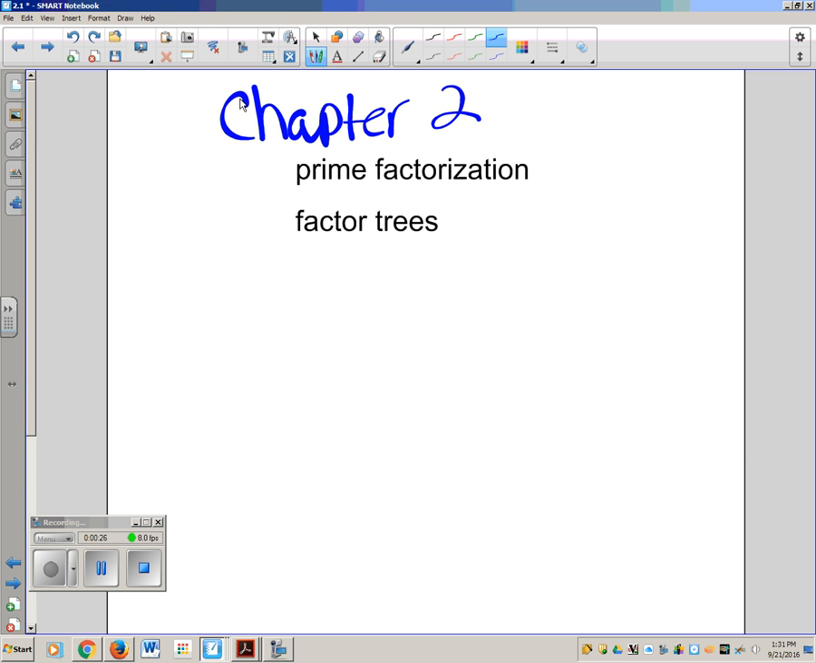Write the first 5 prime numbers in your notebook. 2, 3, 5, 7, 11. We are going to do the prime factorization of numbers using only primes.